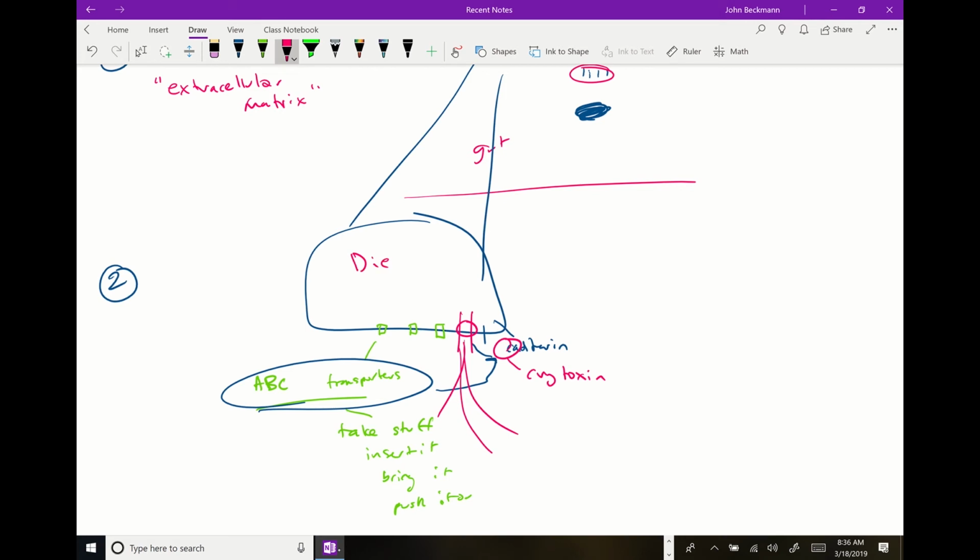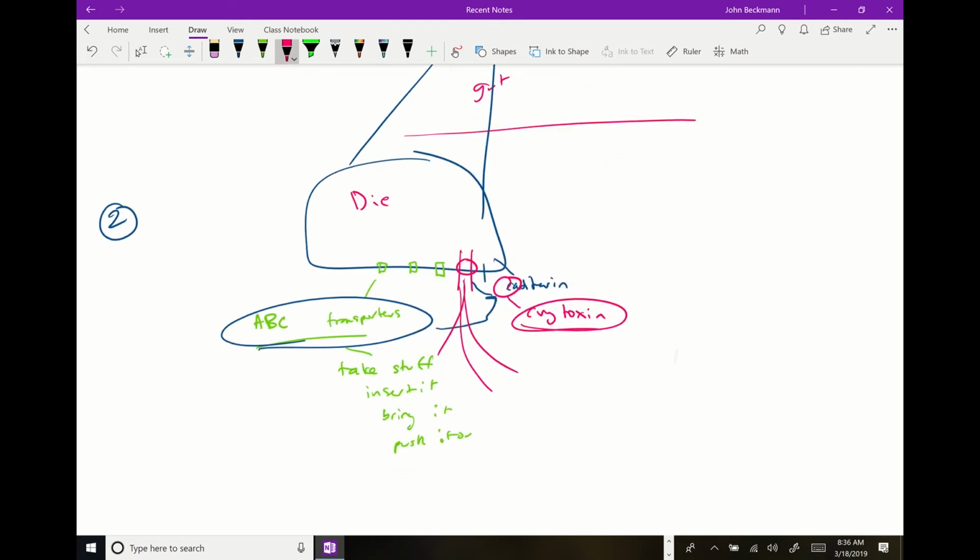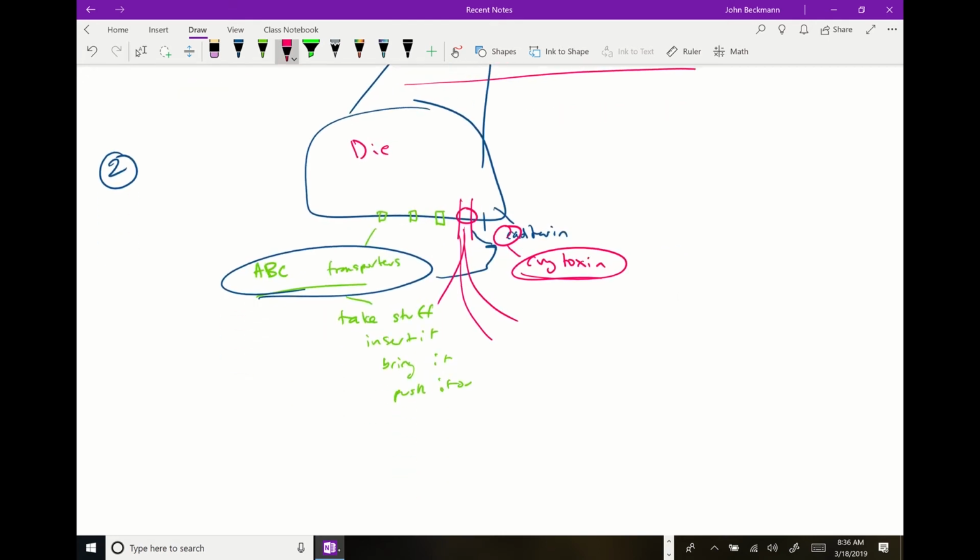So the Cry toxin is basically using the proteins that the midgut cells have against it, if that makes sense. It's evolved a way to grab the cadherin, and then the ABC transporter grabs the Cry toxin and brings it in, and then it kills the cell by opening up this channel. Okay, so that's how it works.